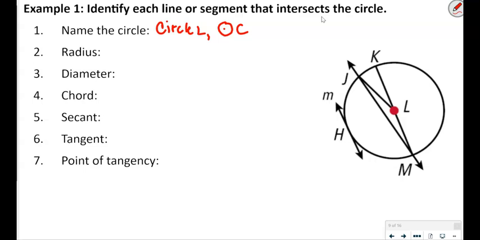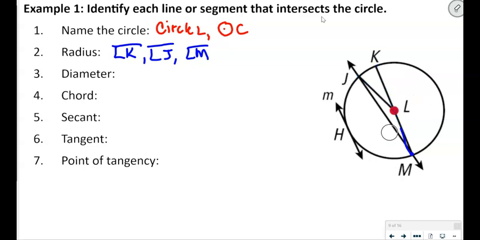Then it says radius. Now, in this particular drawing, we have multiple radius, okay? So I'm going to do this in a different color. So we're going from the center to a point on the circle. So we have LK, and that's a segment, right? And then we could also call this one right here LJ. And we actually have a third right here, LM, over there. So we had LK, LJ, and LM. Okay, those are all radius. Thus, they're radii.